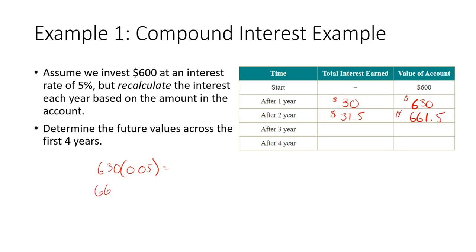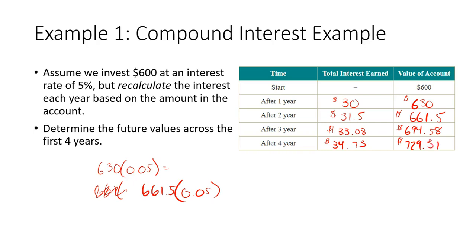Now we do the same thing to find the next year's. 661.5 times 0.05 gives 33.08, for a total of 694.58. And then for the last year, 694.58 times 0.05 is 34.73. And then if we add that to the total, 729.31. So unlike simple interest where you were just making $30 each year, with compound interest, that $30 increases each year.